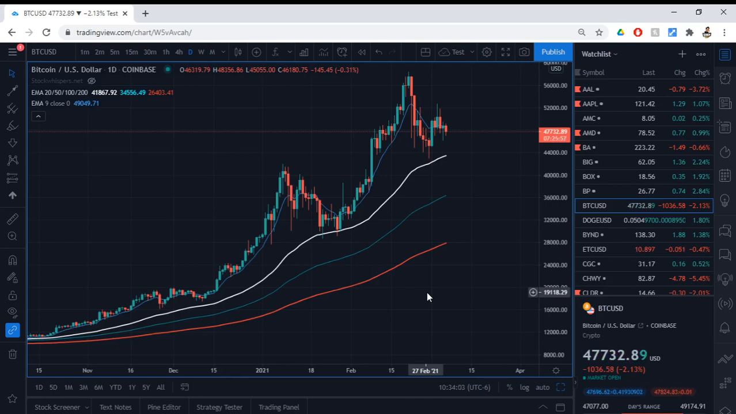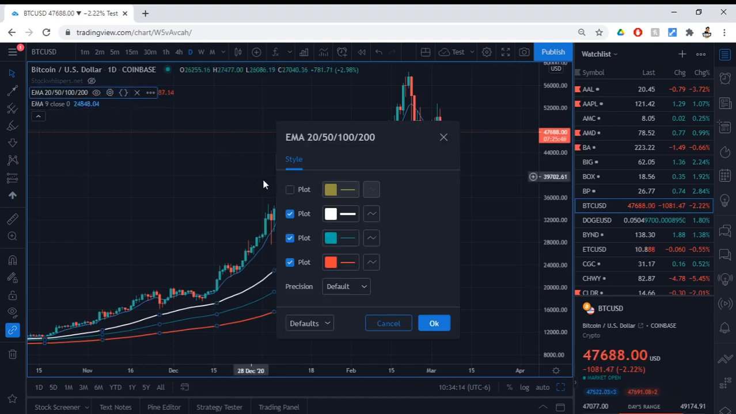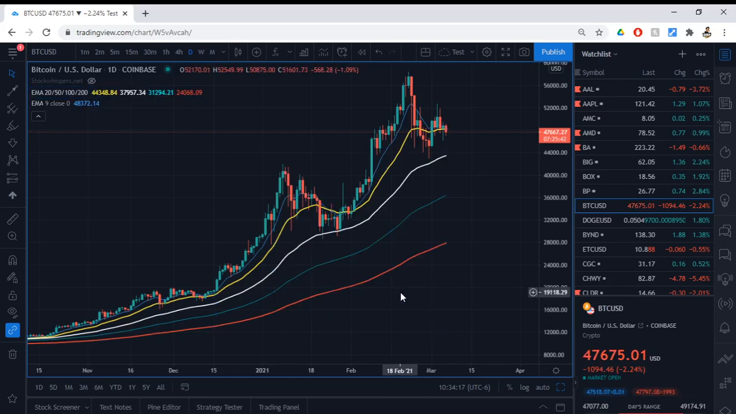What do you use the 9 for? Just to see the flow of the market. Okay. So if I add here the 20, the yellow one that we just added, do you really see a difference? No, it's basically the same.